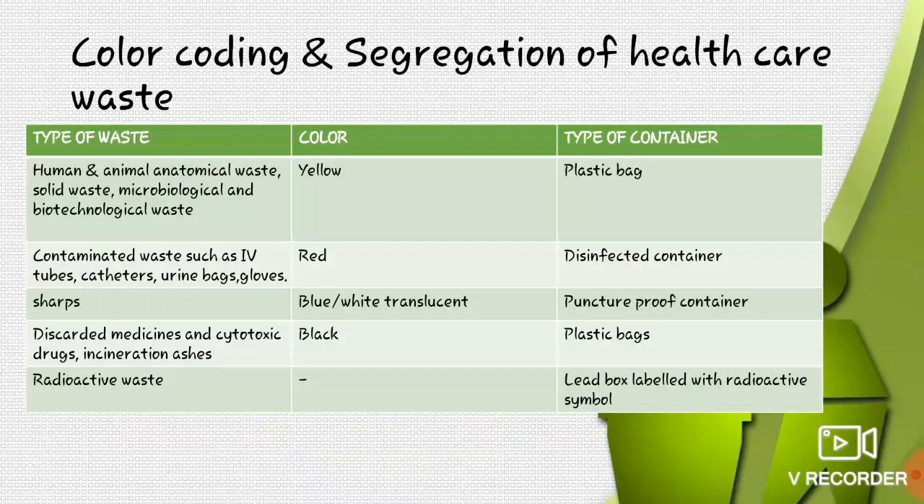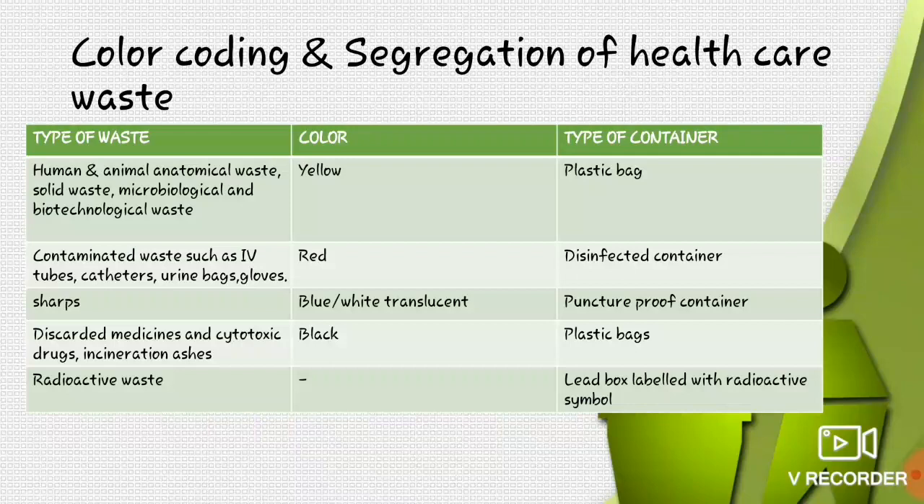Next, coming to the color coding and segregation of healthcare waste. Usually healthcare waste is disposed of in 4 different colors of plastic bags. The yellow plastic bag consists of human and animal anatomical waste, solid waste, microbial waste and biotechnological waste such as lab cultures, etc. Red plastic bags contain contaminated waste such as IV tubes, catheters, urine bags, gloves, etc.